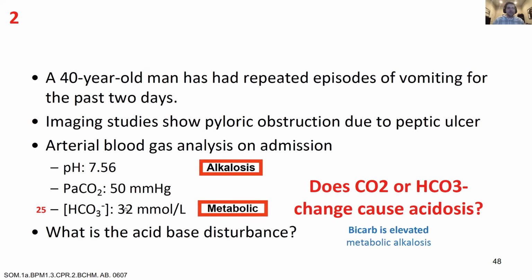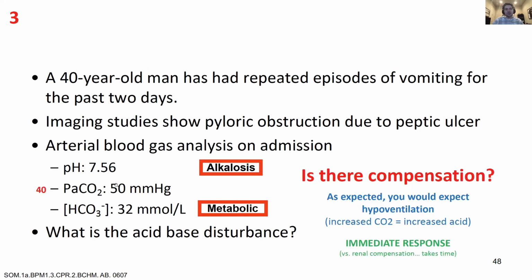So we know that here. Then we ask ourselves, what is the last variable? Are you compensating? How do you compensate for a metabolic alkalosis? With the respiratory acidosis. And that's what's going on here. So you get the acidosis here, okay? So that's an immediate response. So you just have to walk through it step by step.